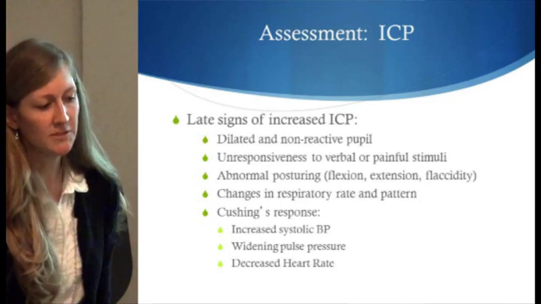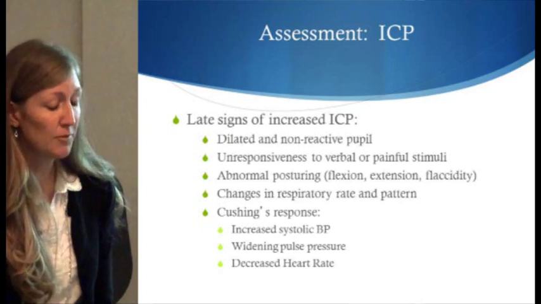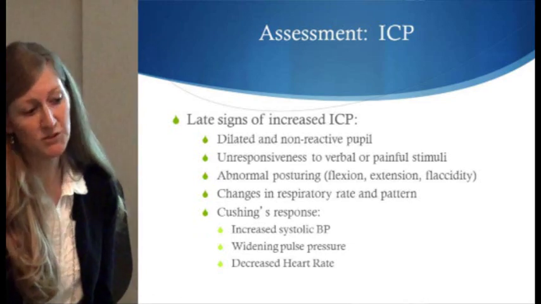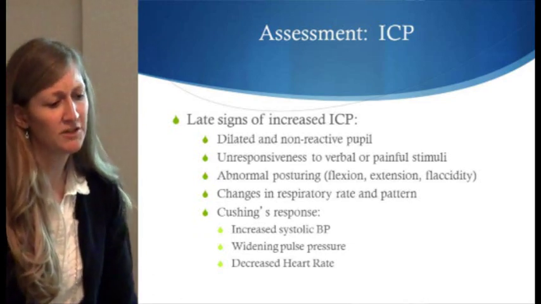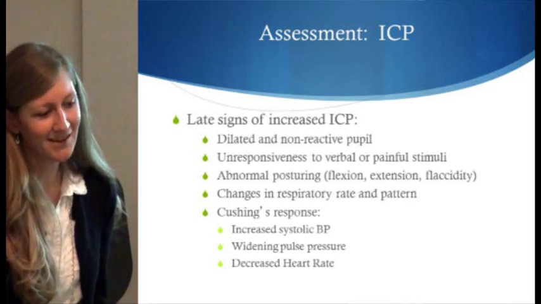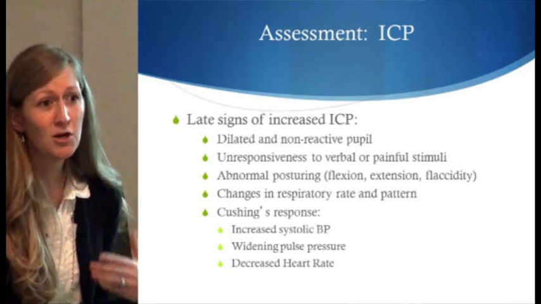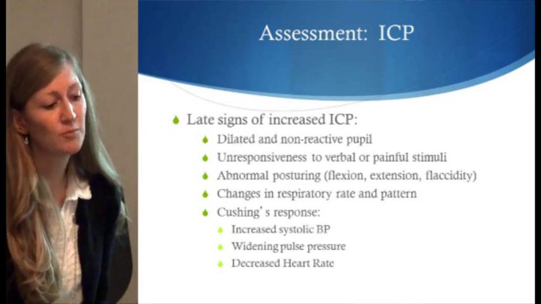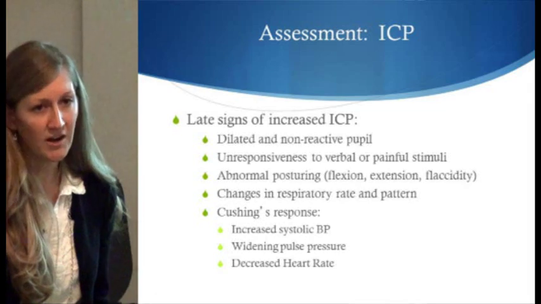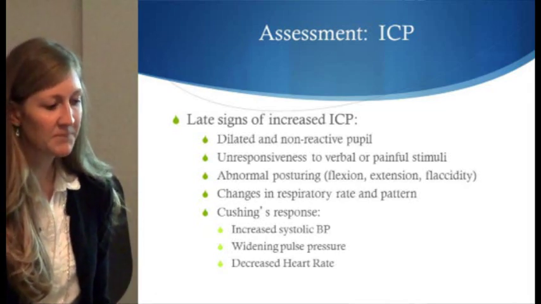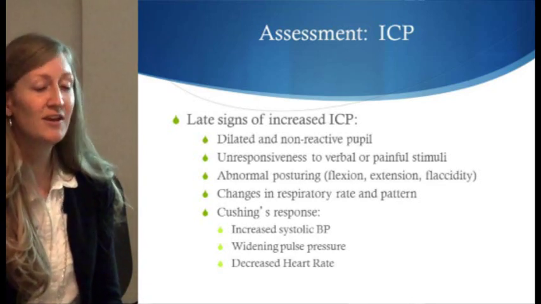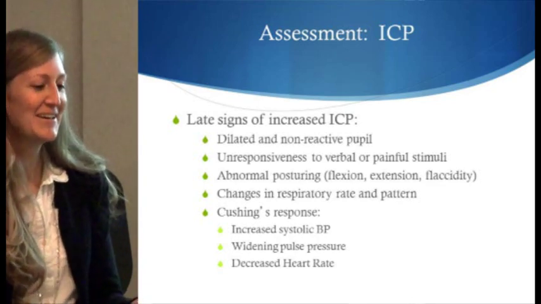Unresponsiveness to verbal or painful stimuli. They could have abnormal posturing, which is flexion, extension, or just no movement whatsoever. They could have changes in their respiratory rate and pattern. And then, of course, the majority of the time we see this in the ICU when a patient is close to herniation, and that is increased systolic blood pressure, widening pulse pressure, and a decreased heart rate, and that's the Cushing's triad, or the Cushing's response, what we call it. So that's usually what we'll see. So if you're seeing all that pretty quickly, you're in trouble.